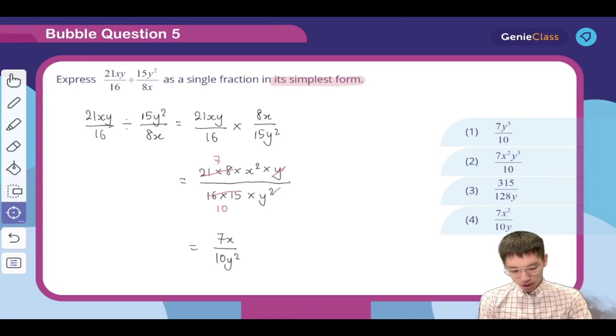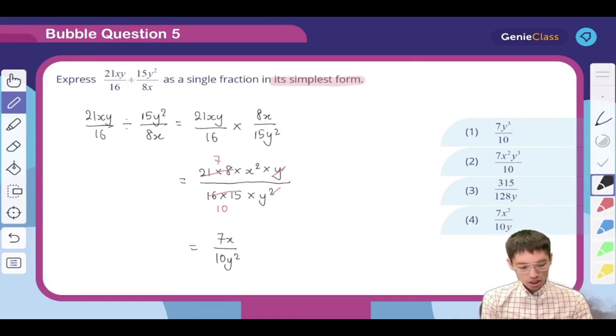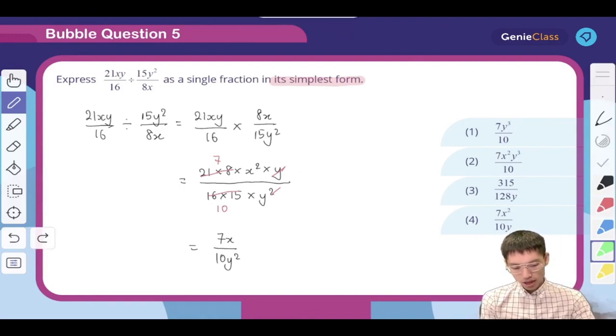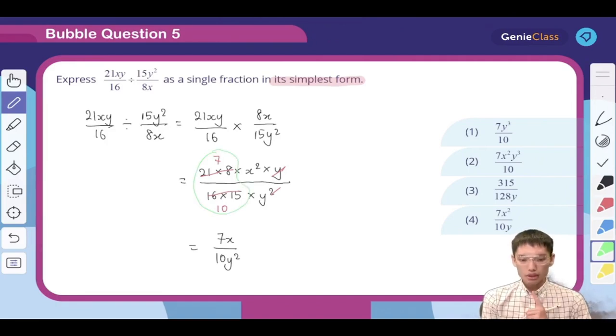Alright, for this simplification, if you are not sure, you can actually just key it into your calculator from here to here for this part. Sorry for that, there's no arrow. For this part over here, you can actually use your calculator from here.